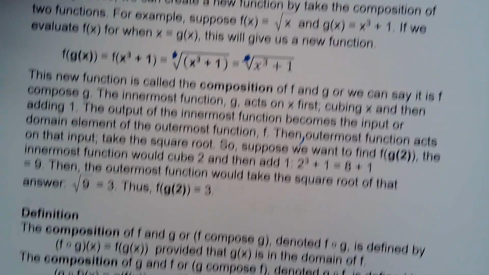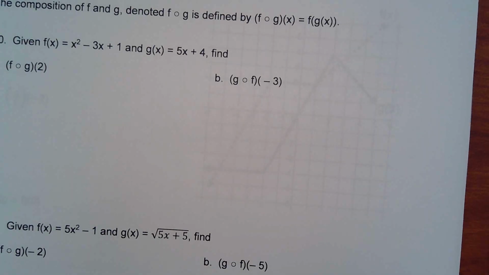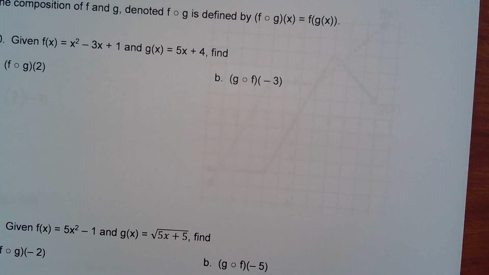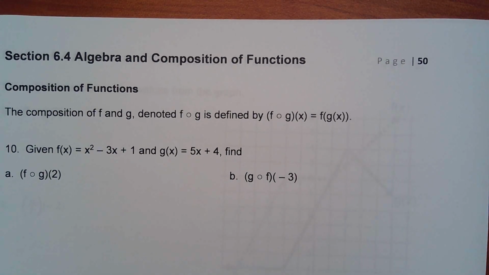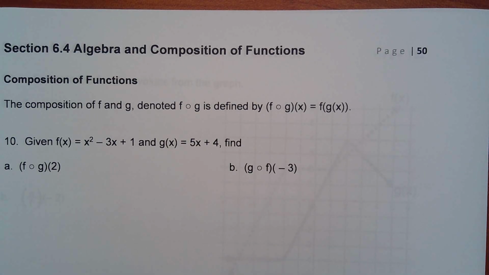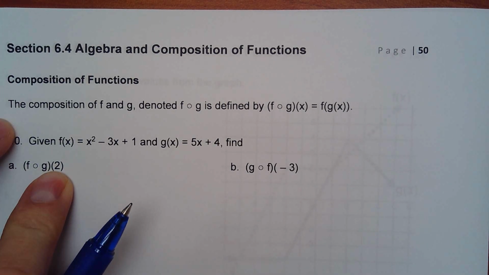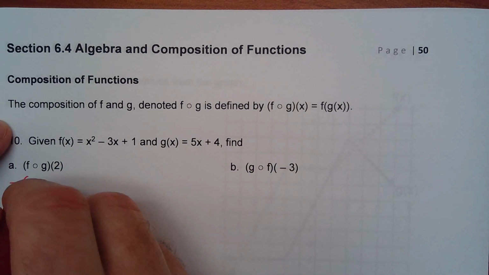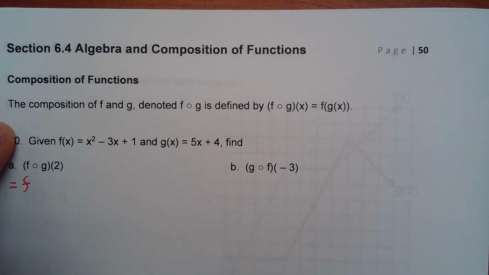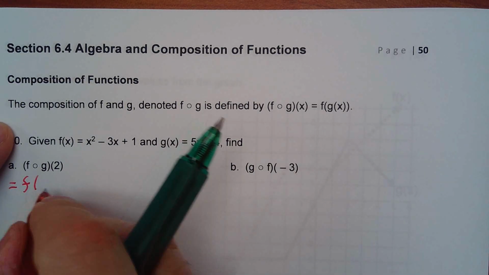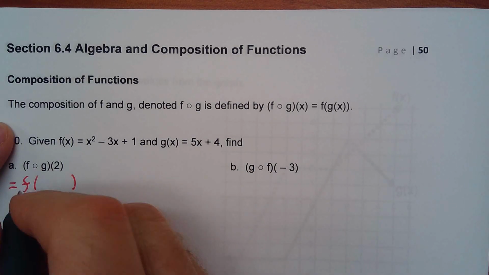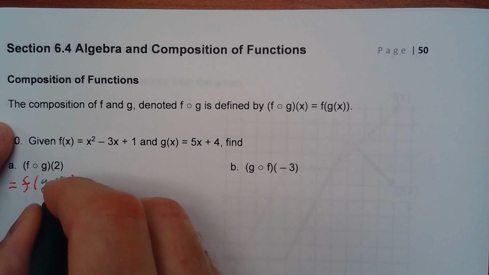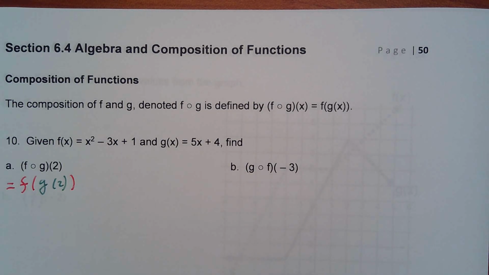So let's go back to our workbook, page 50, and do some composition. We've got these two functions, and I want to find f composed g of 2. Here, f is my outside function and g is my inside function. So f is my dryer, g is my washing machine. I have to wash the clothes first, so I need to find g of 2 first.